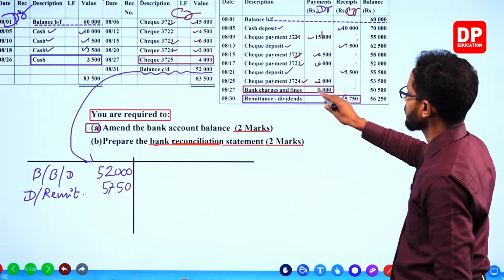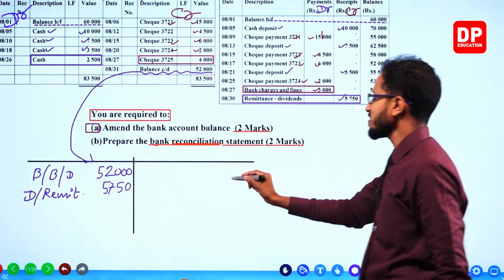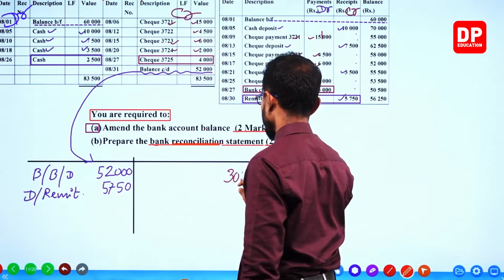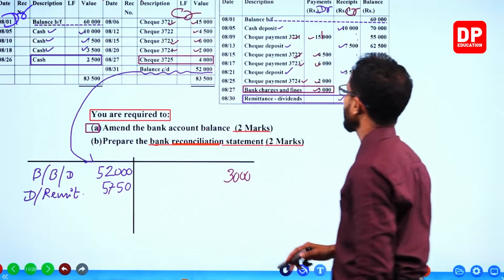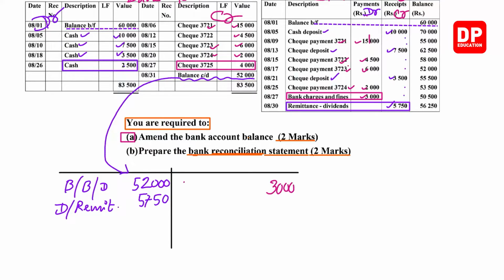Now let's take this one. It's 3,000 and it is in the debit side. That means it should go to the credit side of our bank account. What is it? Bank charges.